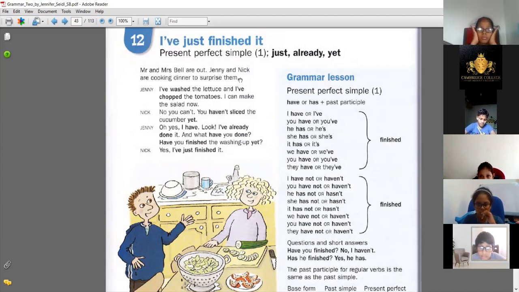I have washed, haven't sliced, I have already done, have you finished? I have just finished. Now you can see. All of the things are recent past happening things.